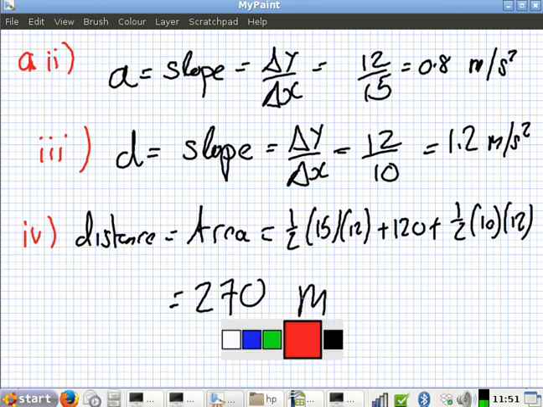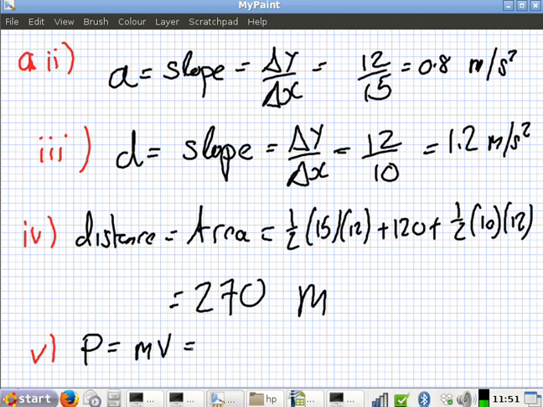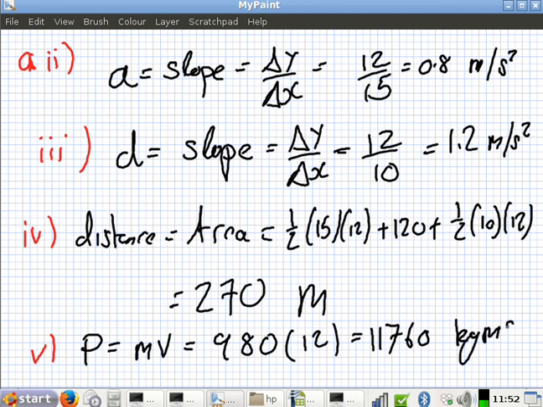And then finally for this part is what is the maximum momentum. So the momentum is mass by velocity, and the mass we're told is 980. And what's the maximum velocity? 12. So it is 11760 kilogram meters per second. 6, 7, 8, 9, 10, 11 marks for all of that. So I mean, that's very generous.